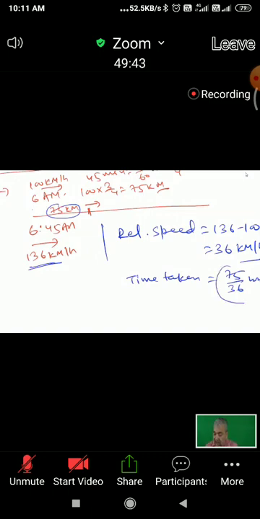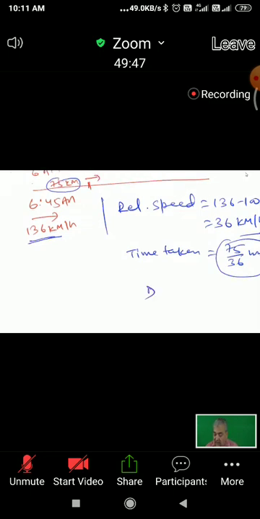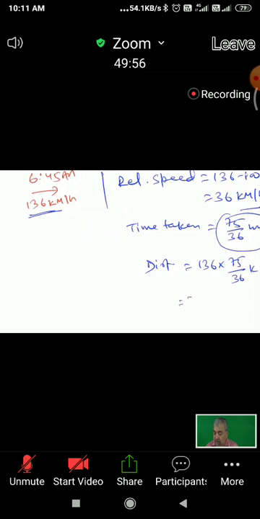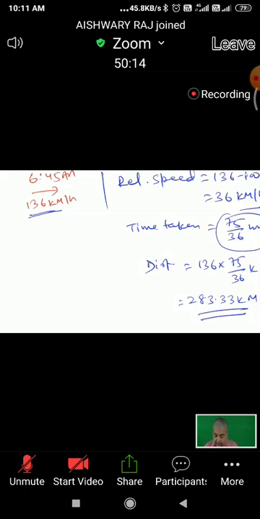And in this much time, how much distance will the second train cover? Obviously, distance covered will be speed into time, 136 into 75 by 36 kilometers. And if you solve, this is 283.33 kilometers. And that is the answer. So at what distance will the second train overtake the first train? Obviously after 283.33 kilometers. See this?